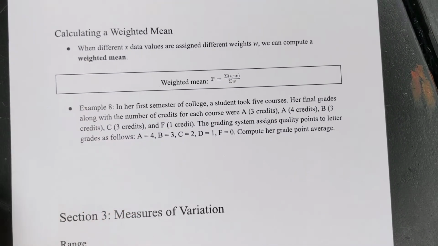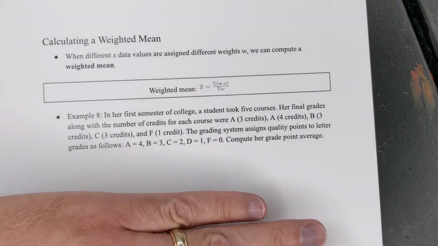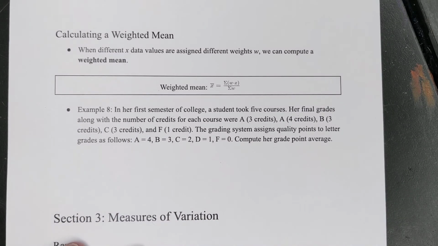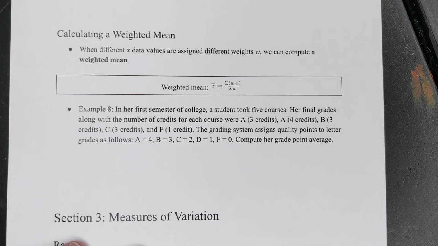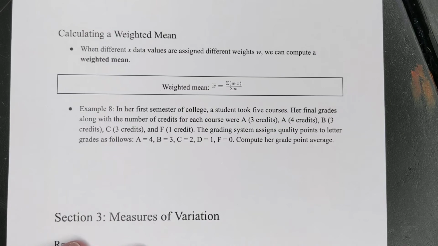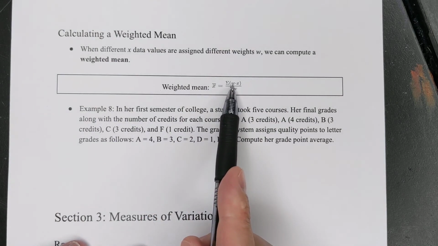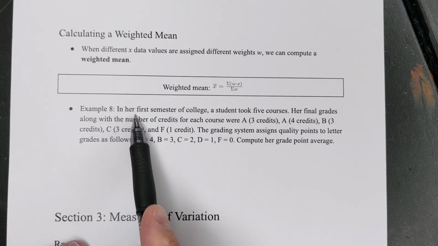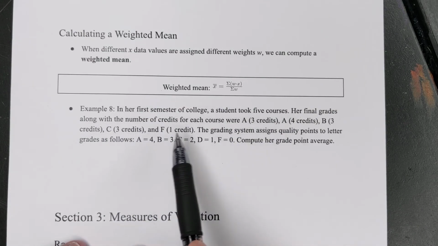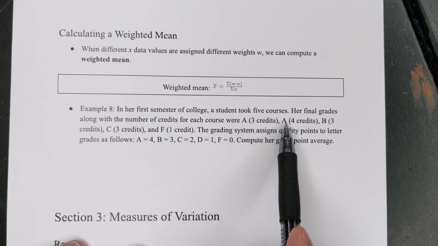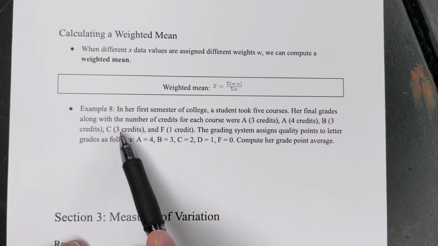The last thing we have here, we're not going to get down to section 3 here, so ignore that guy for now, is calculating a weighted mean. So a weighted mean is similar to using a frequency distribution. It's just that each category has less effect than the other. So W instead of F, essentially. So in her first semester of college, a student took 5 courses. Her final grades along with the credits for each course are A, B, C, and F.